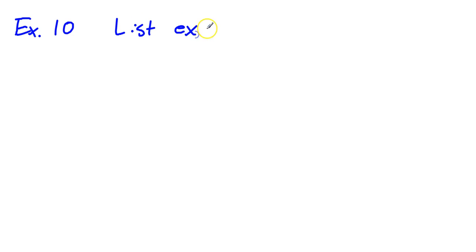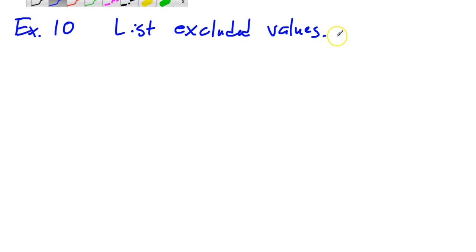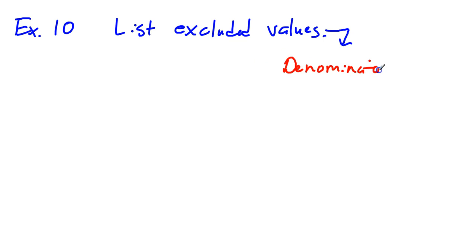This one they're going to ask you to list the excluded values. And again, directions, it says it's domain of a rational function and excluded values. Biggest thing on this one is when you talk about the excluded values, that is your denominator equal to 0. So it doesn't really worry about the numerator. In this case, you're worried about just the denominator. And same thing, they're going to give you a rational function.